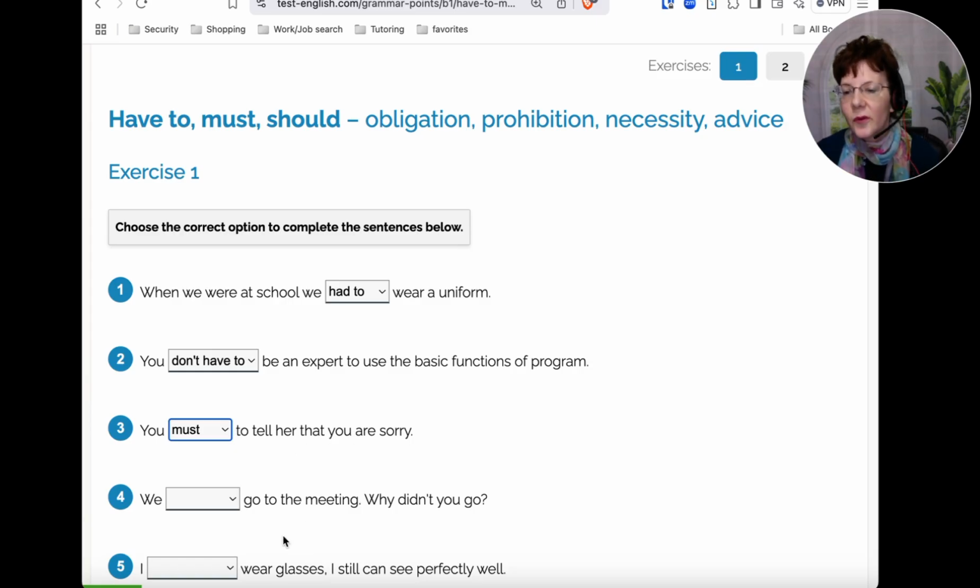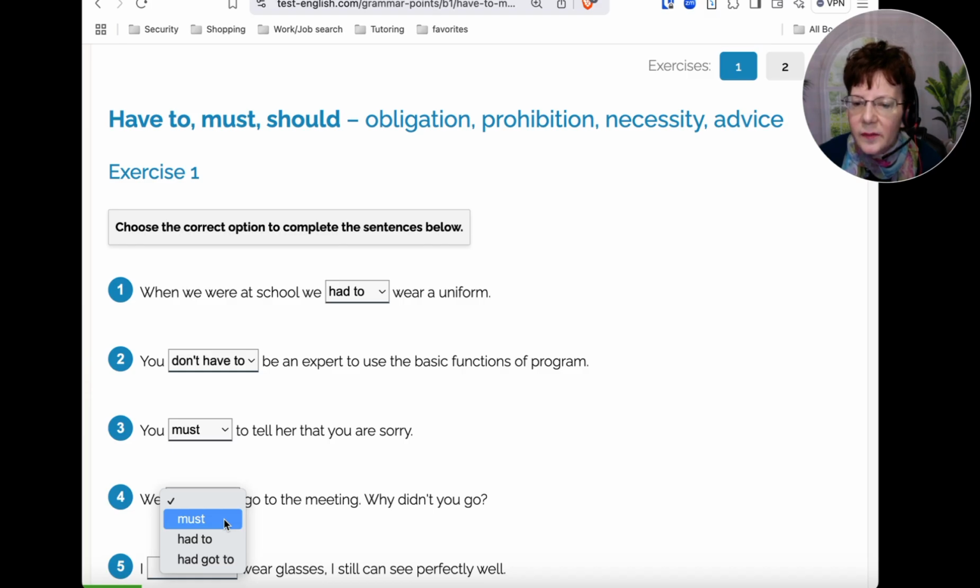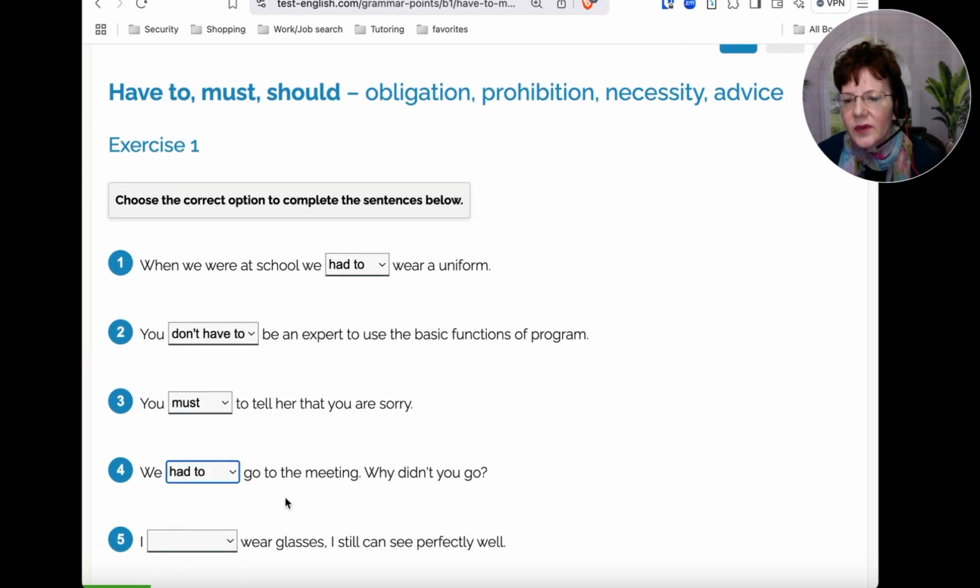Number 4: we must, had to, or had got to go to the meeting. Why didn't you go? It was in the past, sounds like. So if you chose the middle one, had to, that was obligation, but in the past.